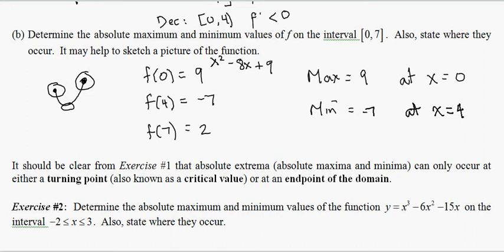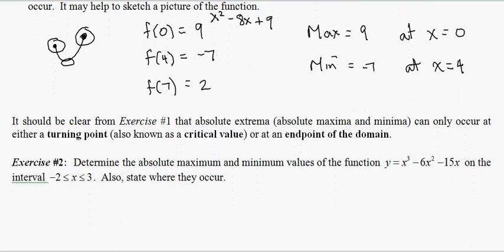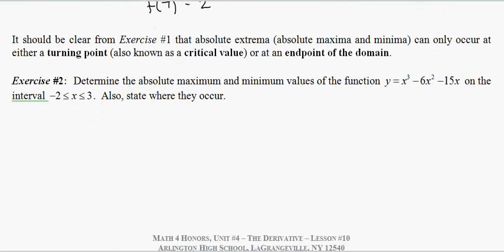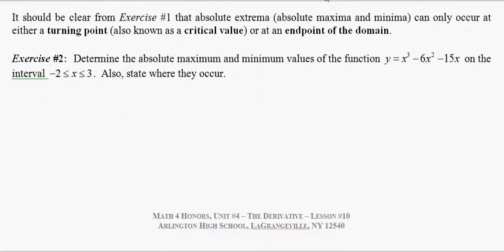One of the main things to remember about absolute minimum and absolute maximum values is that they can only occur at two places. This is really, really important to know. They can either occur at a turning point, and that's a place, obviously, where the derivative is going to be equal to 0, or possibly undefined, or they can happen at the endpoints of the domain. Places where the derivative is equal to 0 and endpoints of the domain.